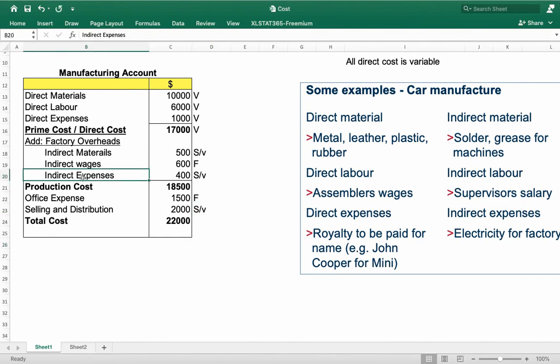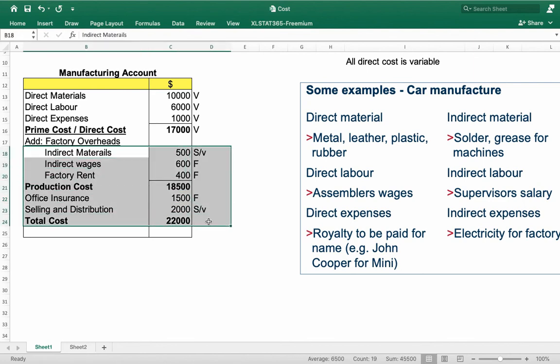Let me give one more example. Indirect expense. Suppose factory rent. Suppose the factory is on rental basis. Every month I am paying this 400. Tell me, fixed or semi-variable? Fixed. Understood? Now office related. Office rent or office insurance. Insurance, a fixed premium I have to pay, right? So it is fixed. That we will discuss in detail.